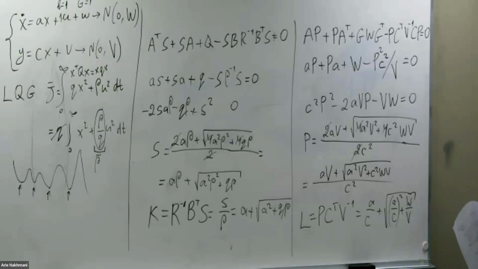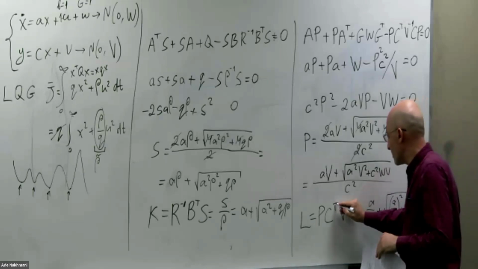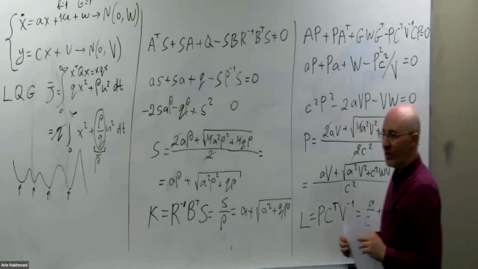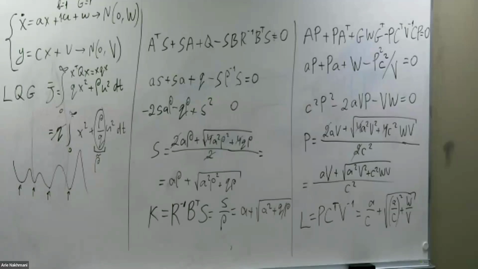Is it C transpose or C? C transpose is C. This is scaling, so it doesn't matter. In the formula it is C transpose, as a generic formula, but in our case this is just C. Any questions so far? So we designed the LQG controller. This is the first part. Any questions so far? All right, now we can move to the second part, understanding what we actually got.